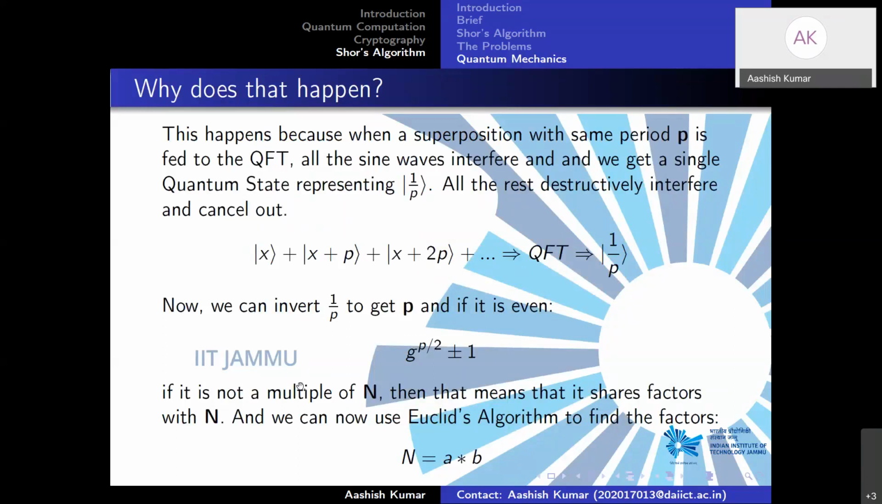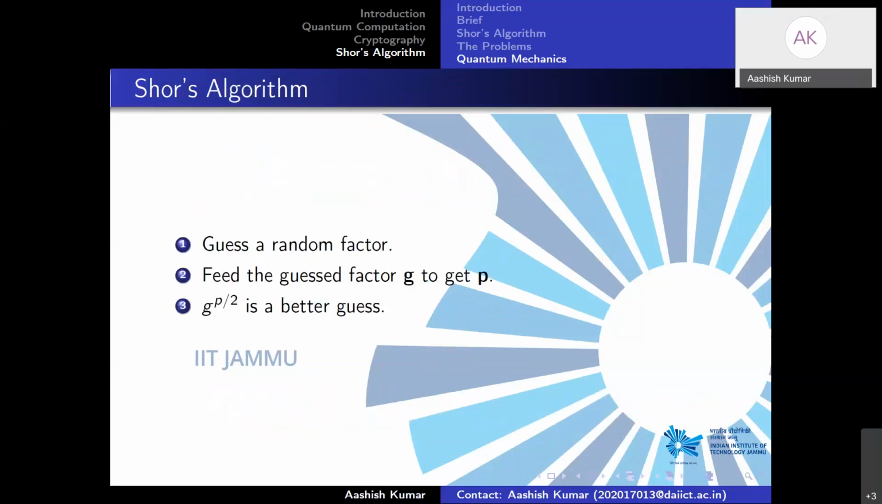So after that we get 1 by P, which is our frequency, which we can invert to get P and check if it is even. If it is, then we'll make an intelligent guess by using the formula G to the power P by 2 plus or minus 1. And if it is not a multiple of n, then that means that it shares factors with n. And now we can use Euclid's algorithm to find the other factors. So that's easy. So what Shor's algorithm does is that we get a guess of a random factor, feed that random factor, and get P from the QFT, then make a better guess and repeat the process until we get the factors.